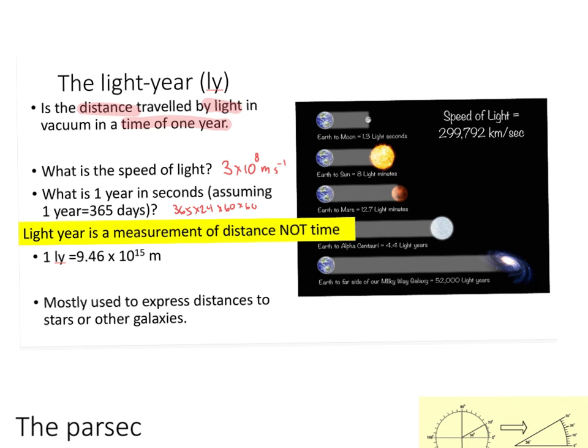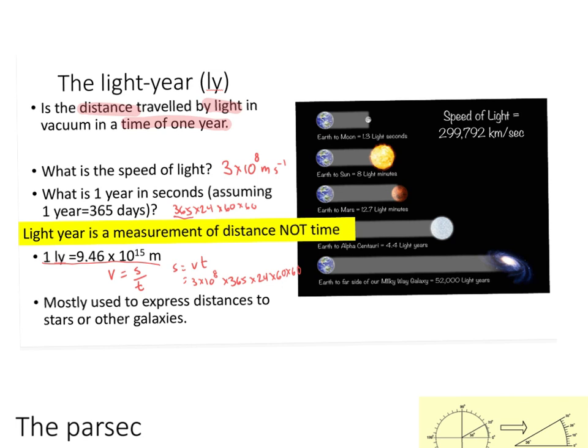If you want to know the distance of 1 light year, we know that speed is equal to displacement divided by time, so displacement is speed times time. If you multiply these values together, you should get an answer of about 9.46 times 10 to the 15 meters. The value in the formula booklet is rounded to take into account the leap year as well.